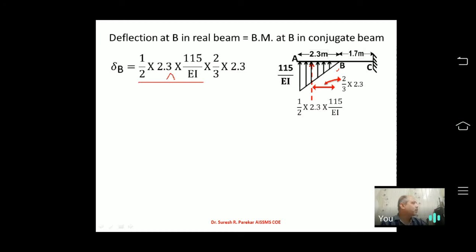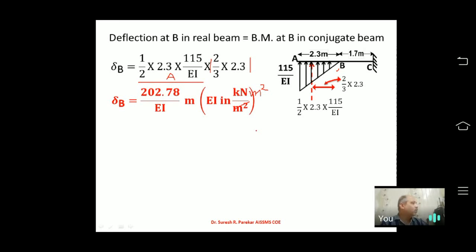And then we have this portion, that is the CG of this area. So this is my CG, 2/3 of 2.3. And then I will get this bending moment as 202.78 upon EI, that is in meters, provided EI is in kilonewton meter square. E is in kilonewton per meter square, and I is in meter 4. So this will be kilonewton meter square.